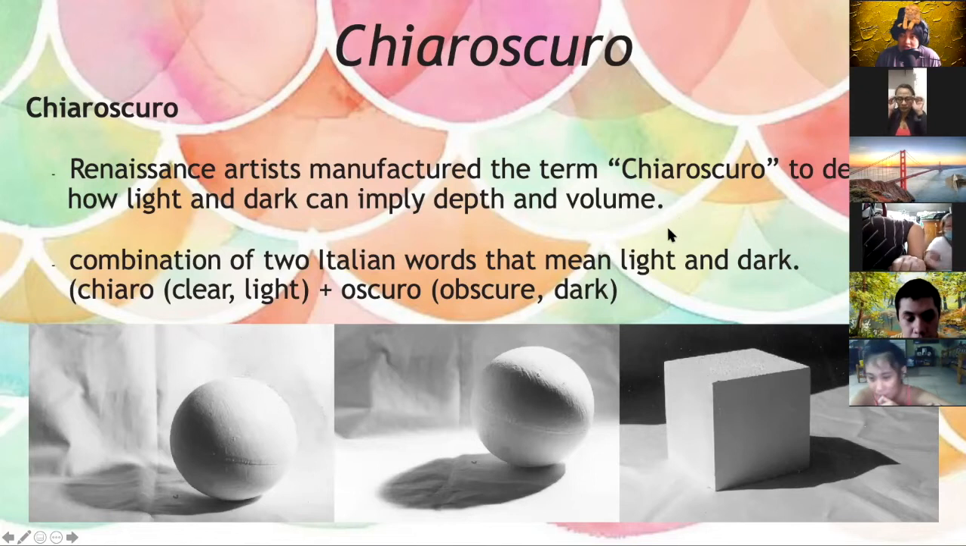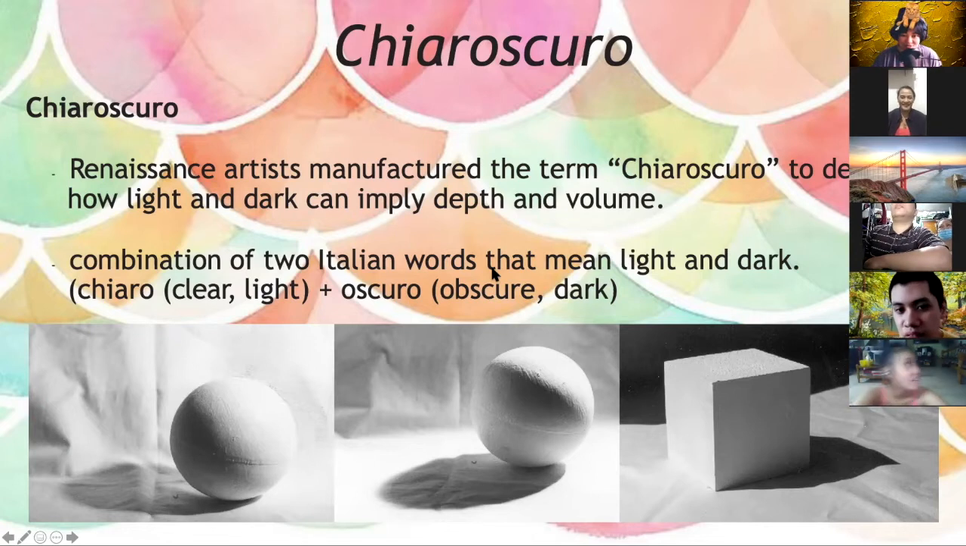Because drawing is just an illusion, right? Hindi naman siya totoo. But how can we make it look realistic? By adding depth and volume. So the word chiaroscuro is a combination of two Italian words that means light and dark. Chiaro means clear or light. Oscuro meaning obscure or dark. Did everyone get that? Yes. Alright.